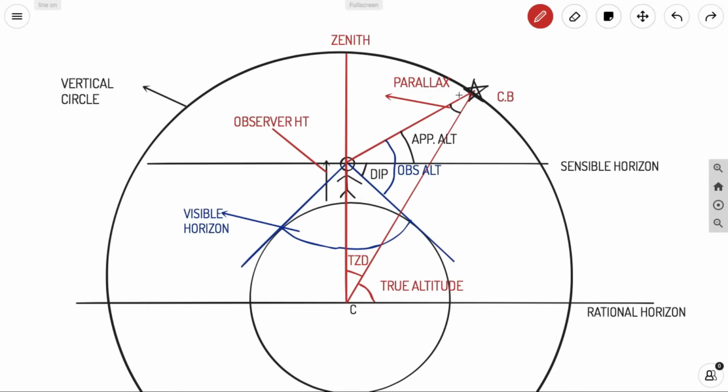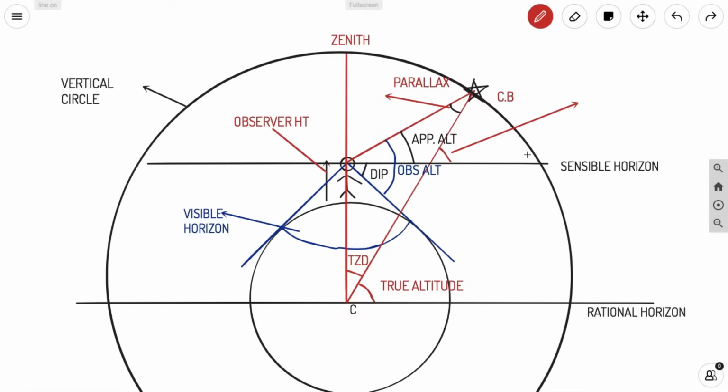That is known as your parallax. Now if you consider observer eye, sensible horizon and celestial body, this angle is an exterior angle to this triangle. As we know, the exterior angle will be the sum of the interior opposite angles. That means this parallax plus apparent altitude will give you this angle.